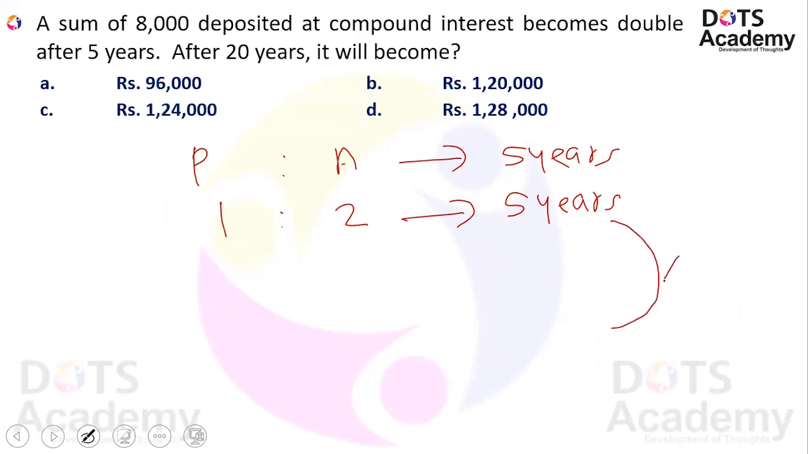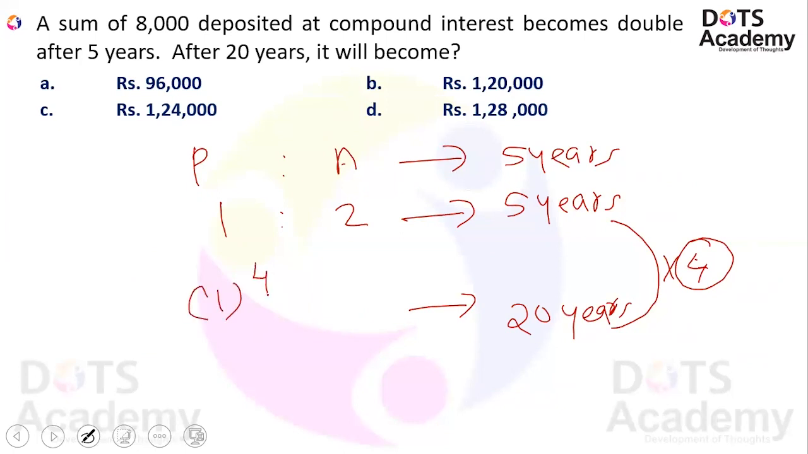So our question is, after 20 years, what will be the amount? That is 5 into 4 is equal to 20. Therefore, the ratio of principal to amount after 20 years is equal to 1 raised to 4 is to 2 raised to 4. That is 1 is to 16. We know the value of principal will remain constant. We know the value of principal as 8,000. That is 1 ratio is equal to 8,000. Therefore, 16 ratio is equal to 16 into 8,000.